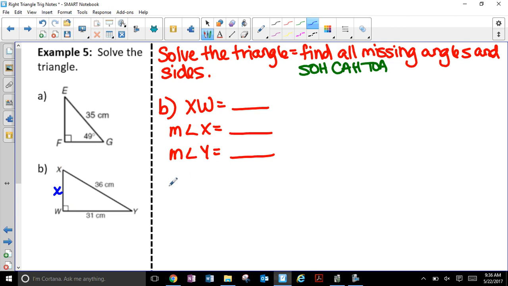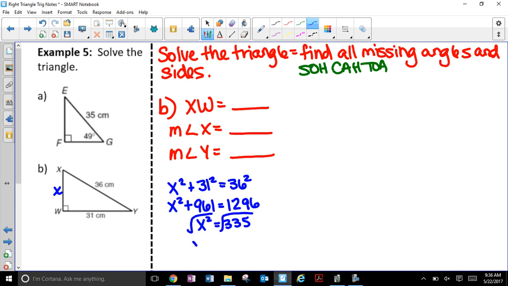Right, Pythagorean theorem. So we do x squared plus 31 squared equals 36 squared. So it's leg squared plus leg squared equals hypotenuse squared. All right, so then that's x squared plus 961 is going to equal 1296. Subtract that, we get x squared equals 335. Take the square root, and to the nearest tenth, we'll get 18.3. And it's centimeters again.